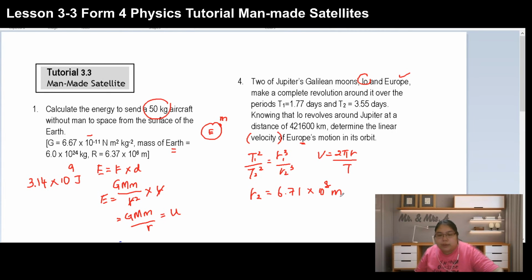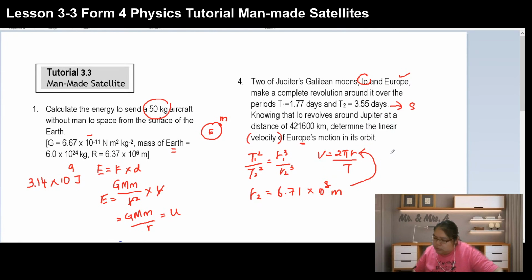So from here I need to find the velocity, so I need to move this one in. One more thing: your time must be changed, because the 3.55 days you need to convert to seconds. So from here we convert to seconds.